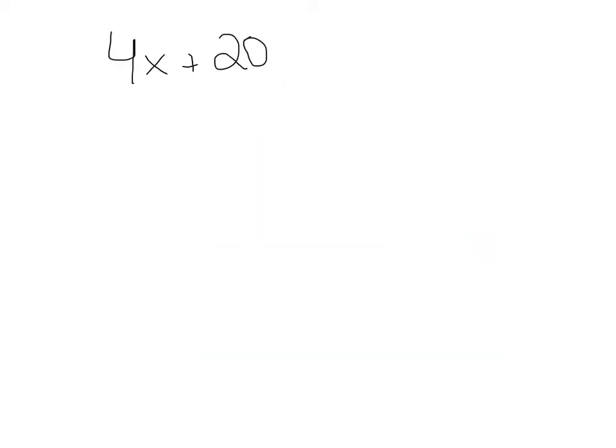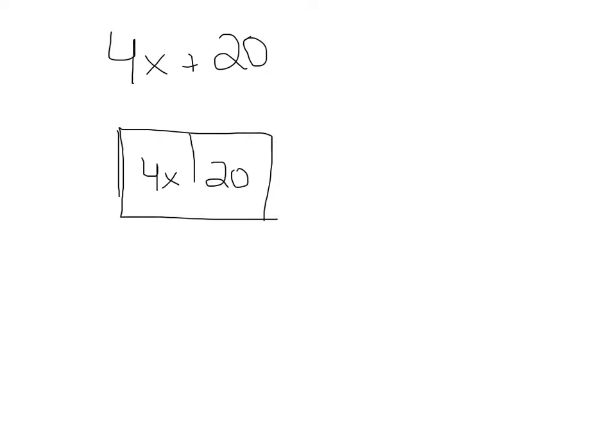Here's another example of 4x plus 20. I'm going to use the generic rectangle again because I know that my sum of these parts would be 4x plus 20. So that would be the total area of a rectangle. I'm going to think what common factors both 4 and 20 have.